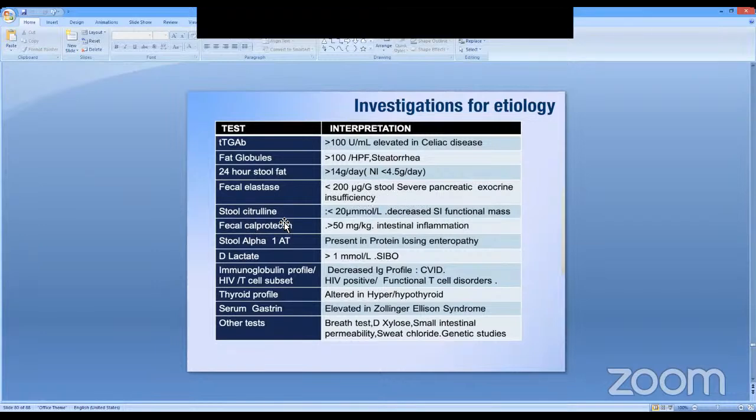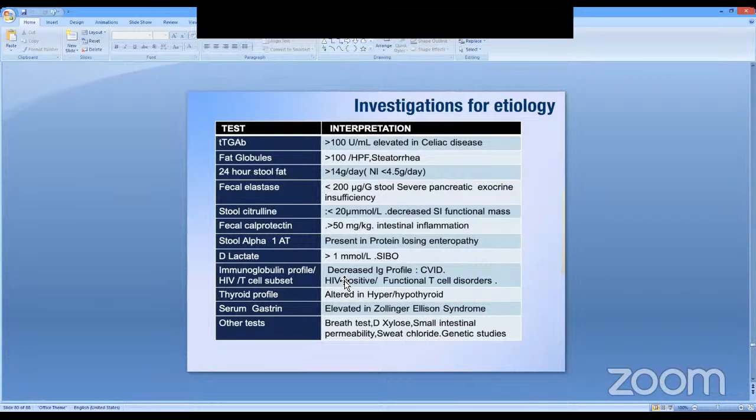Stool citrulline indicates decreased small intestinal functional mass. Fecal calprotectin is also a good indicator of intestinal inflammation like ulcerative colitis and Crohn's disease. Stool alpha-1 antitrypsin is present in protein-losing enteropathy. D-lactate is a good indicator. If it is more than 1 micromole per liter, it indicates small intestinal bacterial overgrowth.